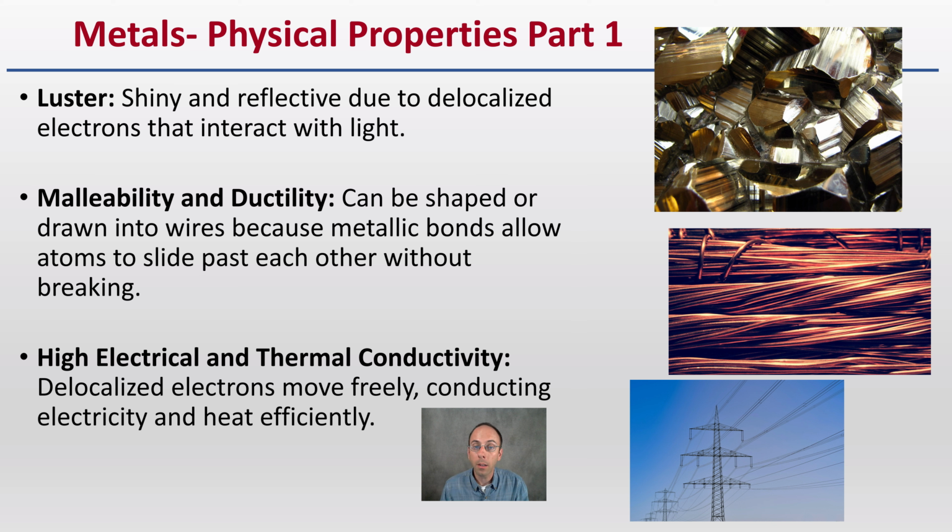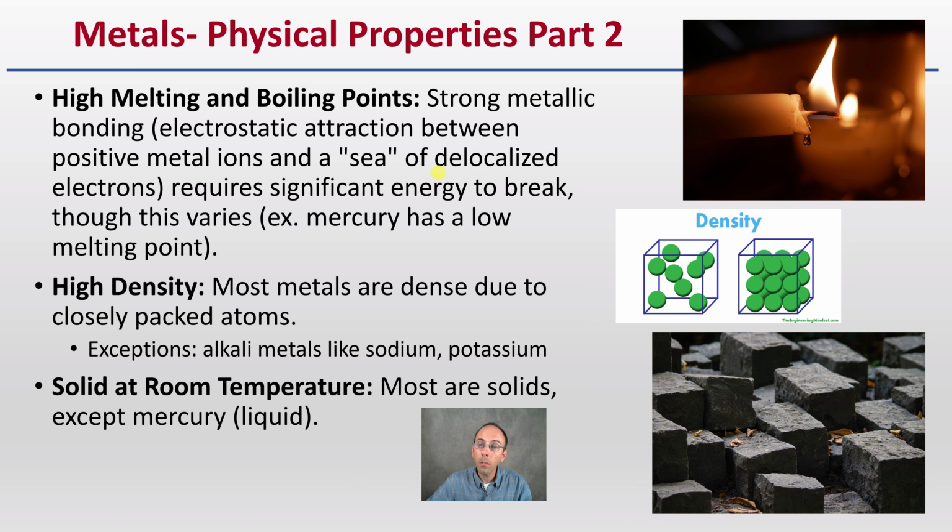Because of the metallic bonds that exist, atoms can essentially slide past each other without breaking, allowing the formation of wires. There's also a high electrical and thermal conductivity associated with metals. These are delocalized electrons that move freely, conducting electricity, and also have high heat efficiency. Now, additionally, metals can also have high melting and boiling points. Even though we're looking at wax here, just think of this: it takes a very high temperature to get these to melt or boil.